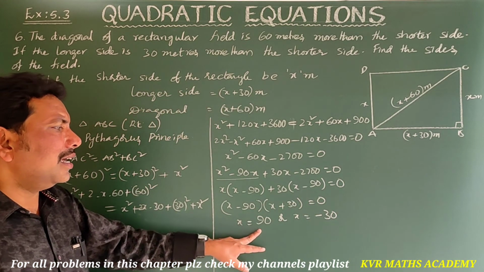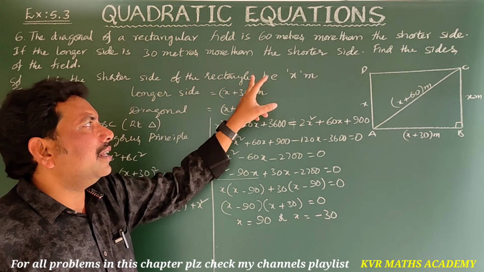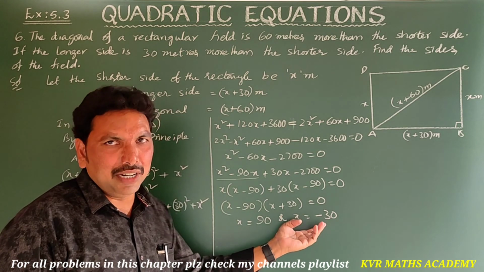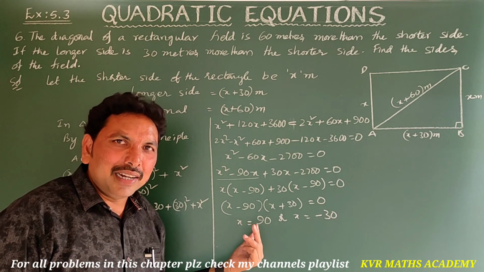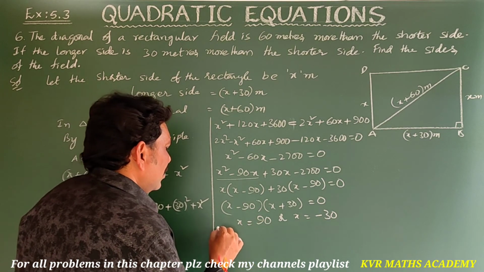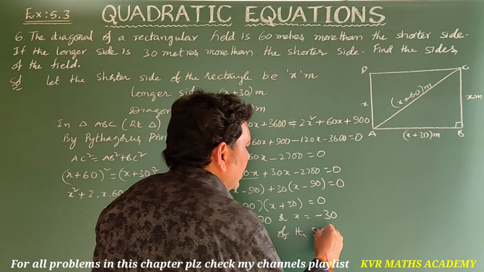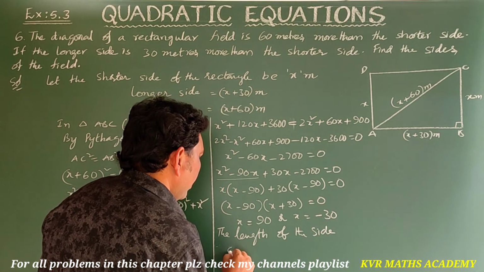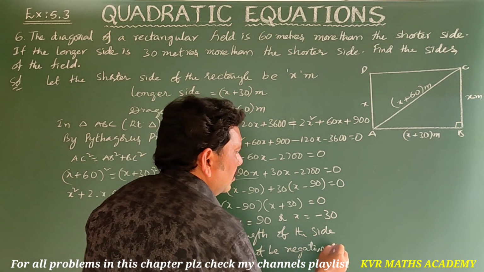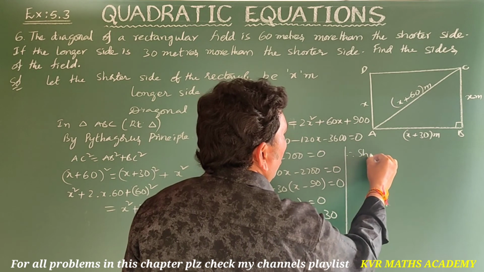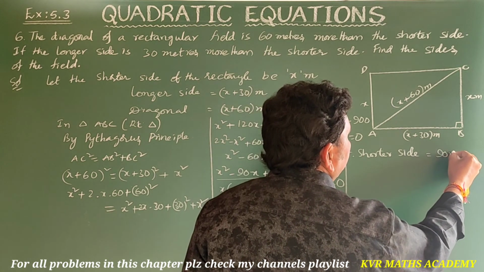Right, minus 30. Here x means what we have taken, the shorter side. The length of the side should not be negative. That's why length of the side will be 90 meters. The length of the side cannot be negative. Therefore, shorter side is equal to 90 meters.